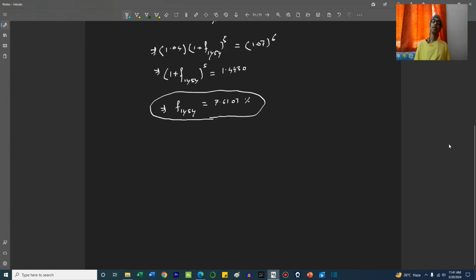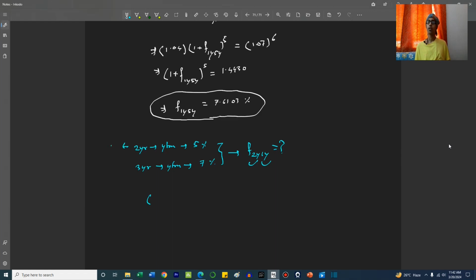7.6103%. Similarly, let's say a 2-year bond has a yield to maturity of 5%. A 3-year bond has a yield to maturity of 7%. From this, can we find out F2Y1Y? We can find, right? What is F2Y1Y? It is basically the forward rate of a bond of tenor 1 year which we want to enter after 2 years.